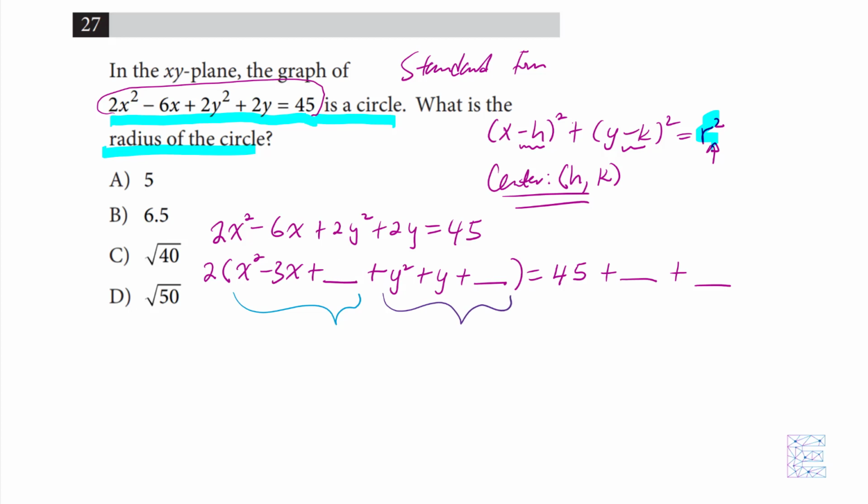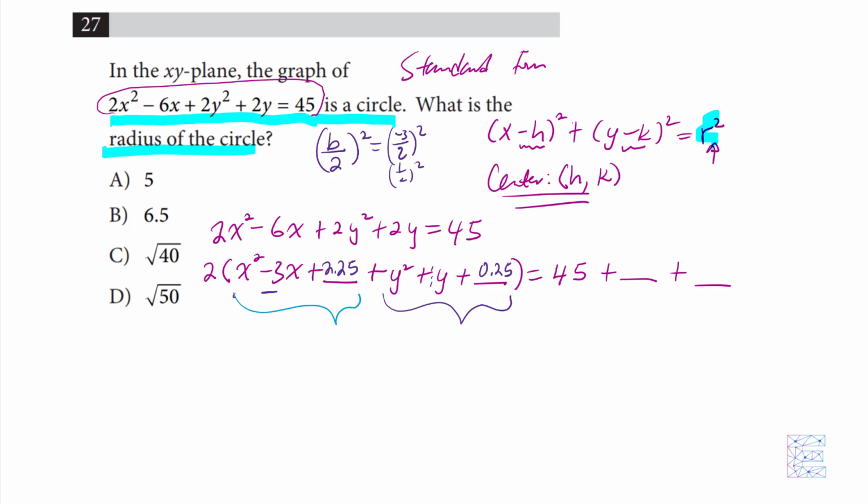To fill in those blanks that we left, we always use a tiny formula, which is b over 2 squared. Well, for the first one, the x expression, the b value is -3, so that would be -3 over 2 squared, which ends up being 9/4, or as a decimal, that is 2.25. In the other one, the b value is a 1, so it would be 1 over 2 squared, which is 1/4, also known as 0.25 as a decimal.